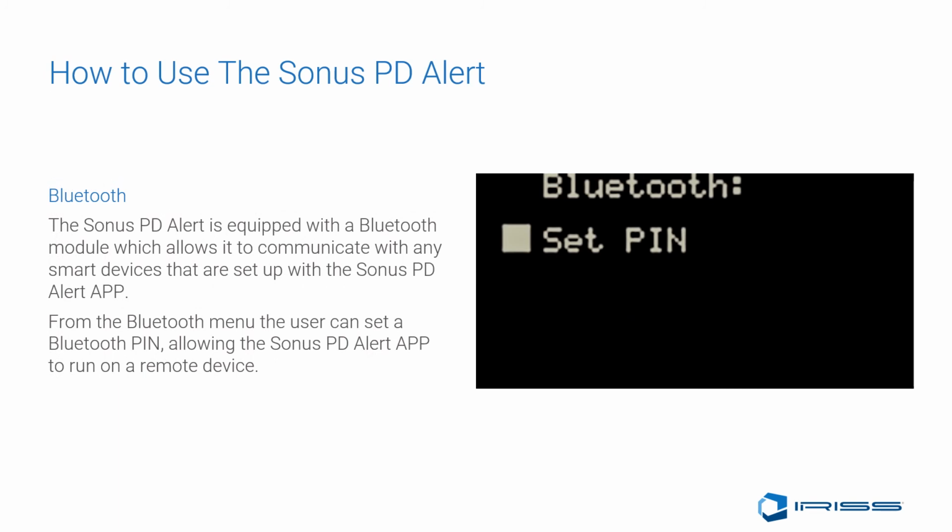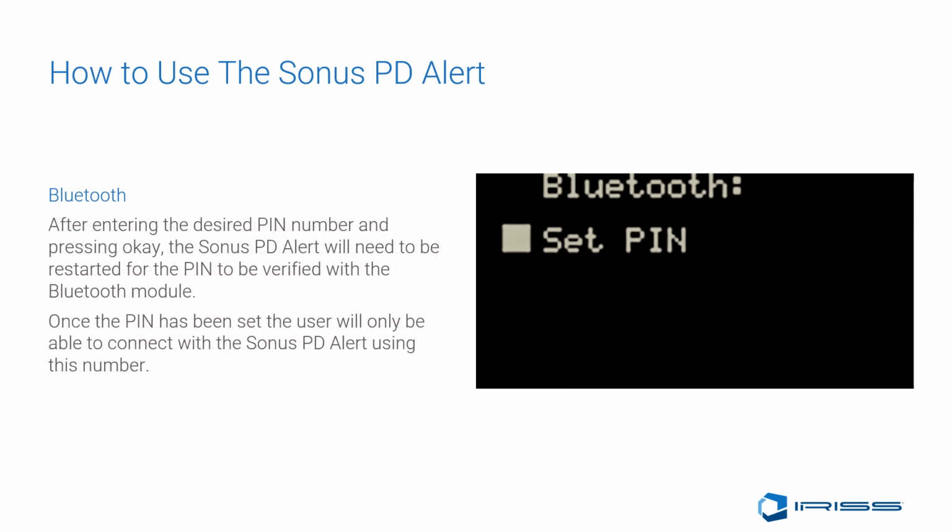Bluetooth. The Sonos PD Alert is equipped with a Bluetooth module which allows it to communicate with any smart devices that are set up with the Sonos PD Alert app. For the Bluetooth menu, the user can set a Bluetooth pin, allowing the Sonos PD Alert app to run on a remote device.